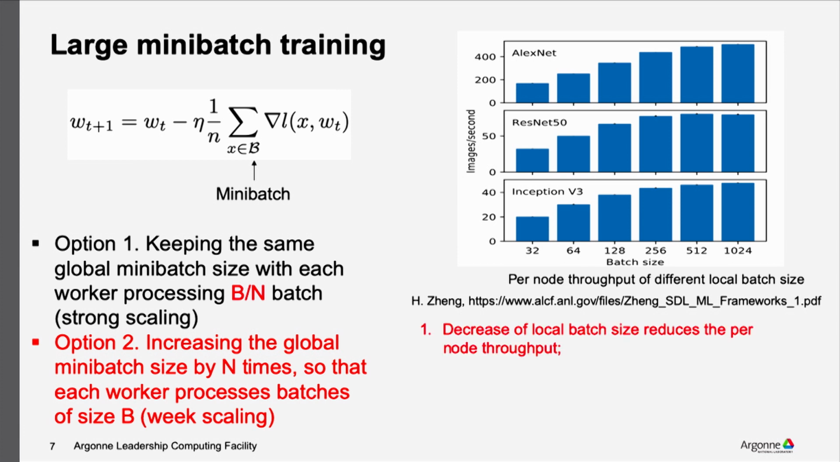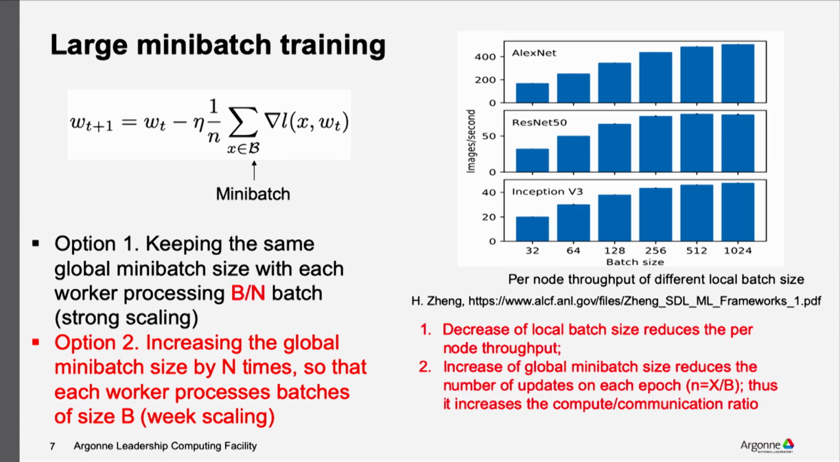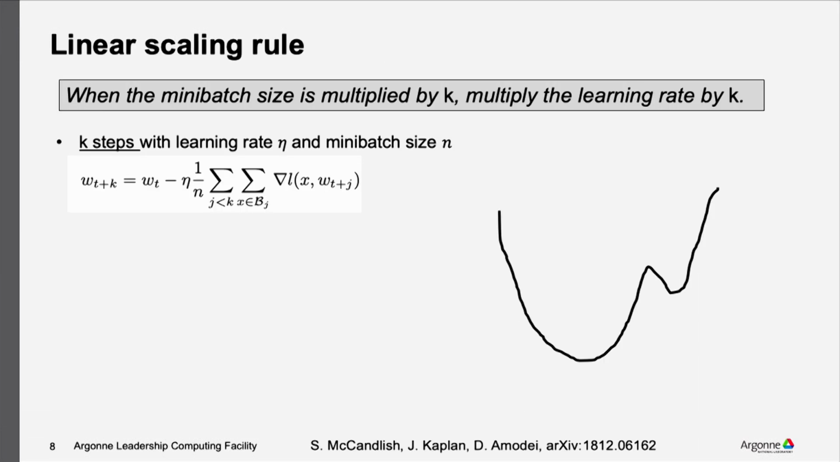So it would be good to keep the batch size per node the same, and globally we scale the whole batch size. And also in deep learning, we have to scale the learning rate. Suppose you increase the number of workers n times, we have to increase the learning rate by n times also. And the reason is very simple.